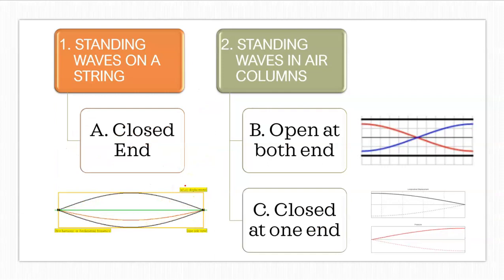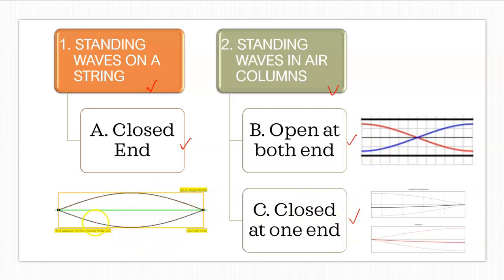Okay. Alright, for standing wave, it consists of two types. Yang pertama, standing wave on a string and standing wave in a column. Okay, for standing wave on string, dia melibatkan a closed end. Okay, dia hanya melibatkan satu case yaitu closed end. And for standing wave in a column adalah open at both ends and closed at one. And this is the illustration.